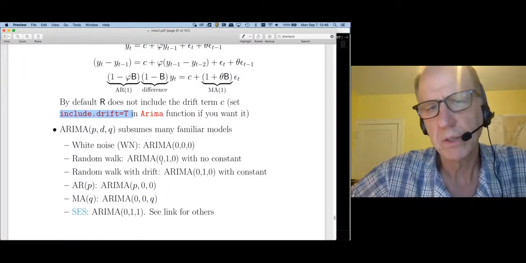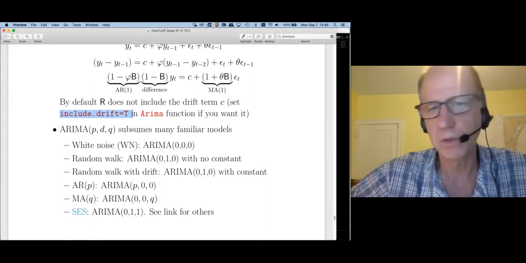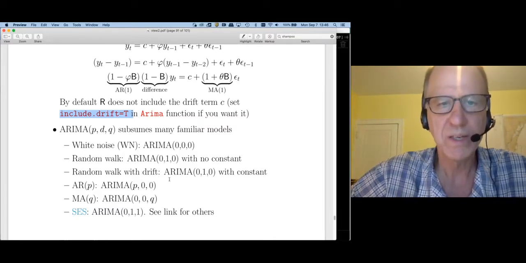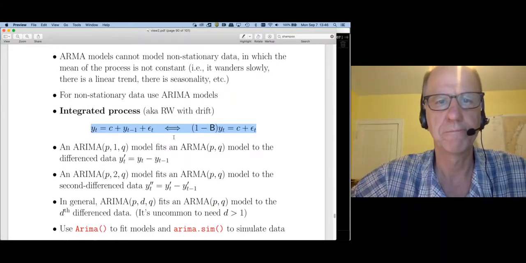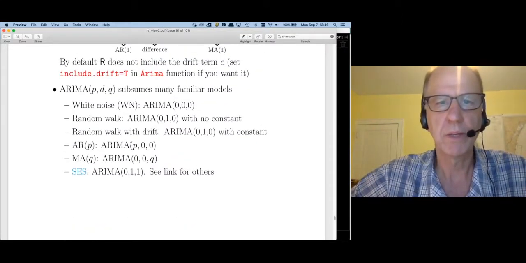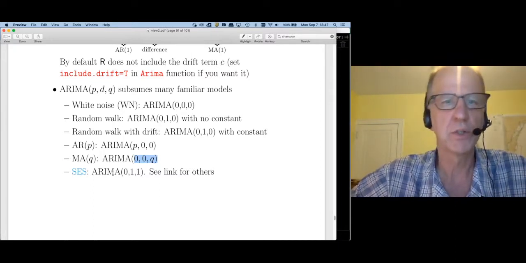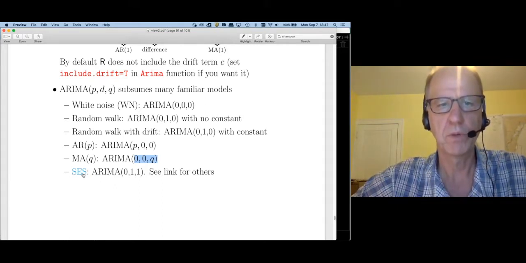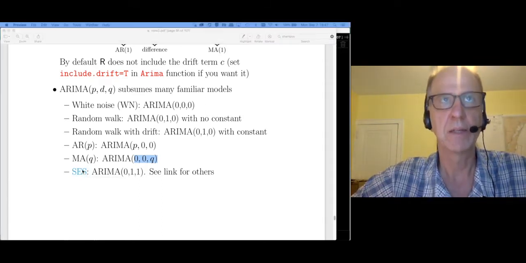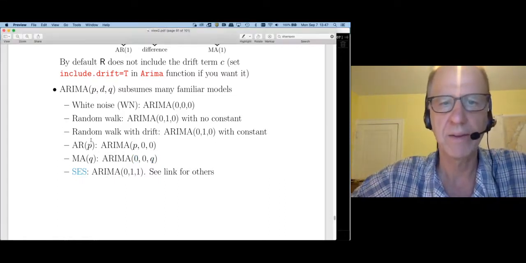If we take an ARIMA 0, 1, 0 model, we get the random walk, and if we include the drift C term, we get the random walk with a drift. That is exactly what I showed here. Likewise, the autoregressive models that we talked about are special cases of ARIMA. The moving average models are all special cases. And it turns out a lot of exponential smoothing models can be written as ARIMA models. So you can click on this link and be brought to a website that explains a lot of these. I'm not going to take us through the math on that.